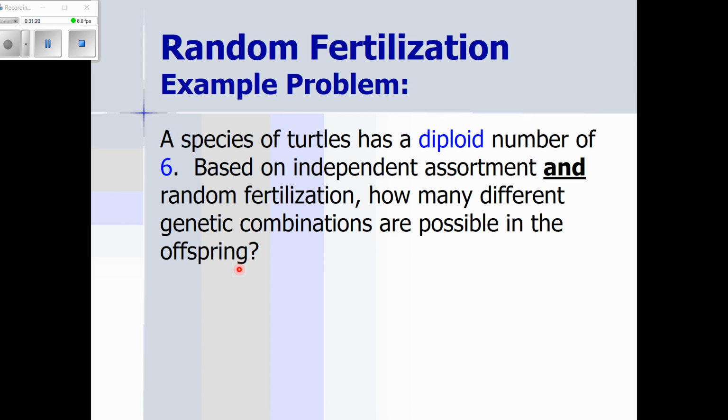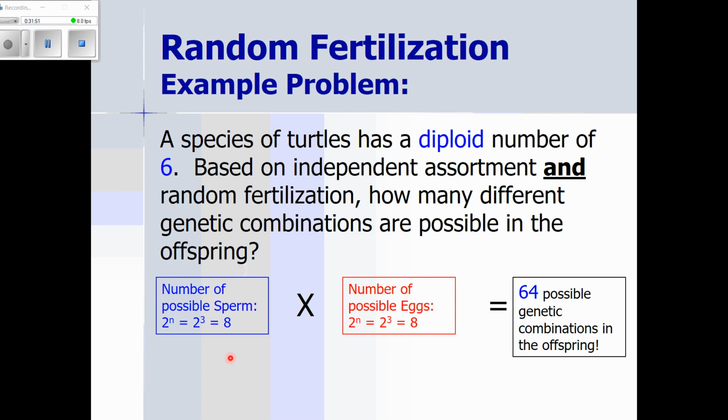Wow. So first we have to calculate, when that male turtle makes sperm, how many different kinds of sperm can be made by independent assortment? And then when the mama turtle makes her eggs, how many different kinds of eggs can she make by independent assortment? And then we have to calculate all of the different possible combinations, because we don't know which sperm is going to fertilize which egg. That's random fertilization. So how do we do this?